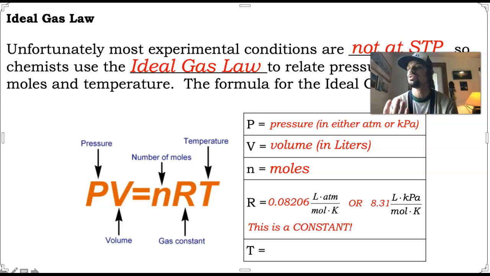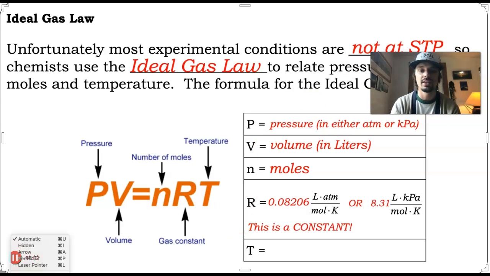And hopefully you've used a constant before. Like if you see the symbol pi, that means 3.14. You use that number, or you can just hit the constant on your calculator. There is no R constant on our calculator, so we're going to type it in. Okay, 0.08206 or 8.31. Well, what's the difference between the two?